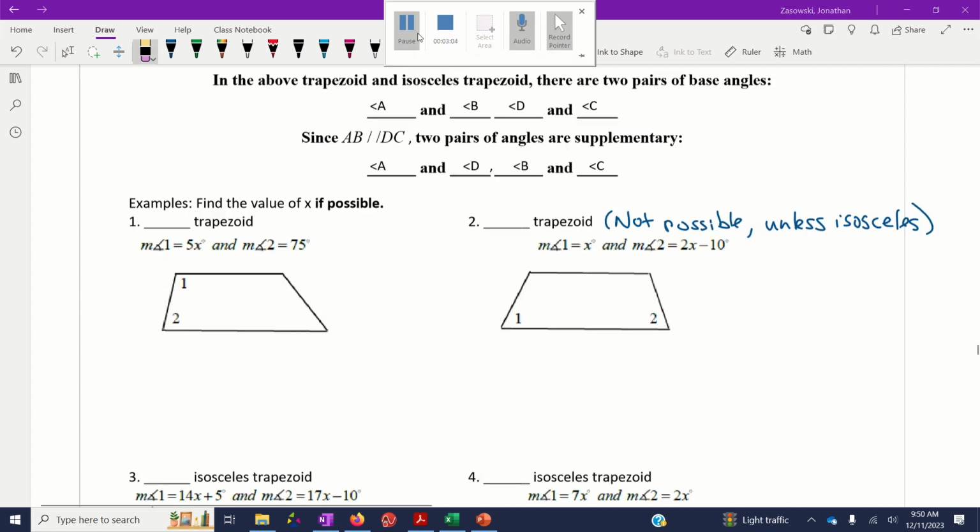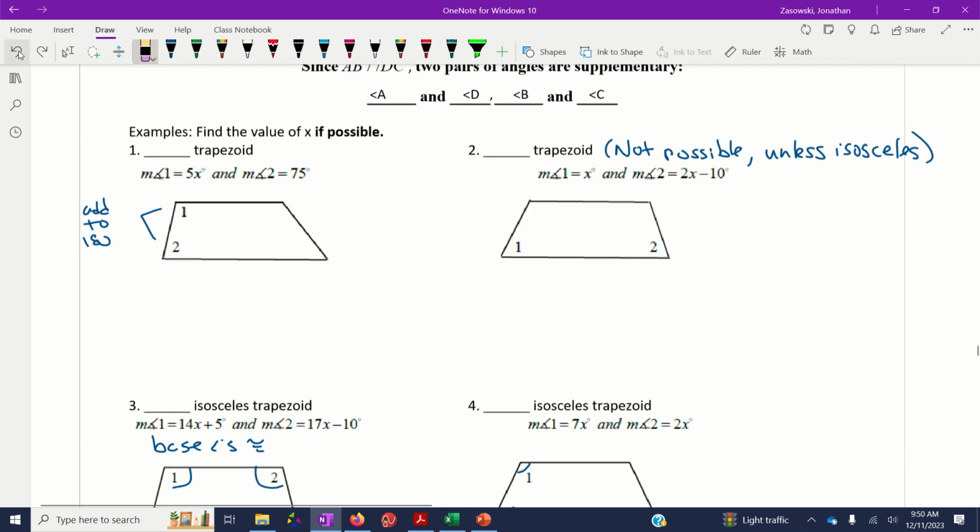All right. Now, if we go and take a look at the first question here, we are trying to find the measure of, or the value of, x if possible. Remember that these two angles along the non-parallel side are the sets of angles that are supplementary. So we're going to know that these two angles add to 180. And we're going to create an equation that just says that 5x plus 75 is equal to 180. We can move the 75 over and then divide out by 5 to get x is equal to 21.